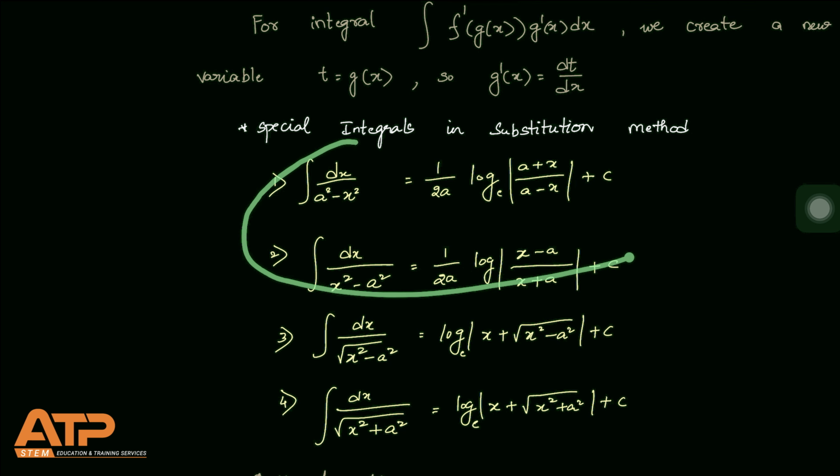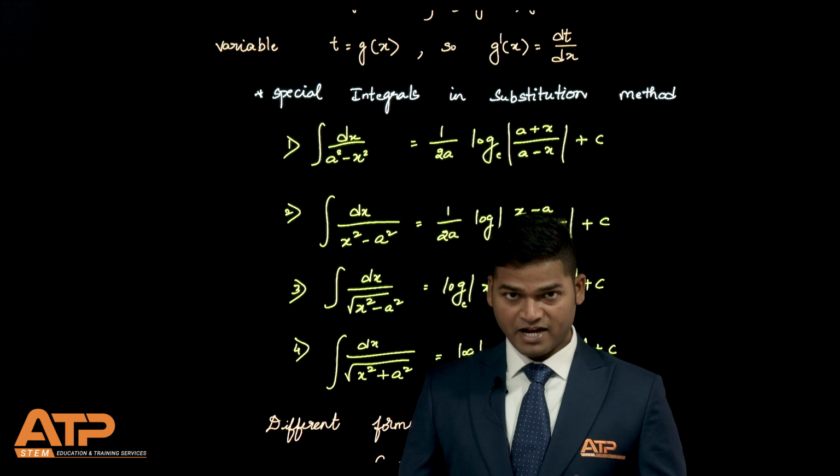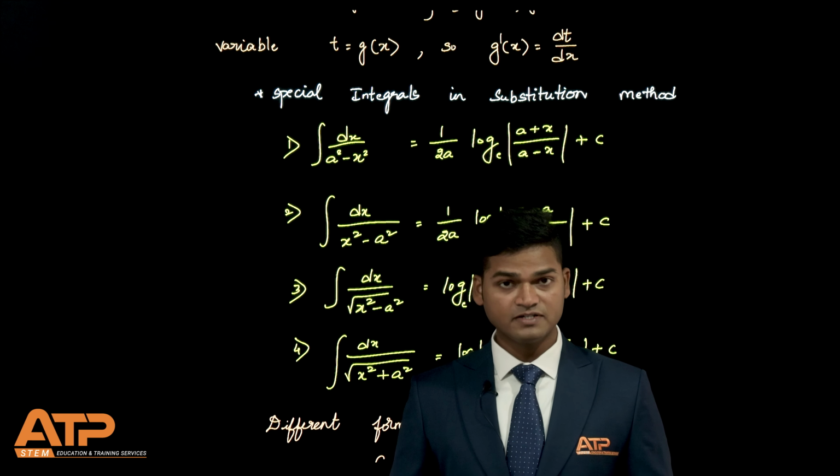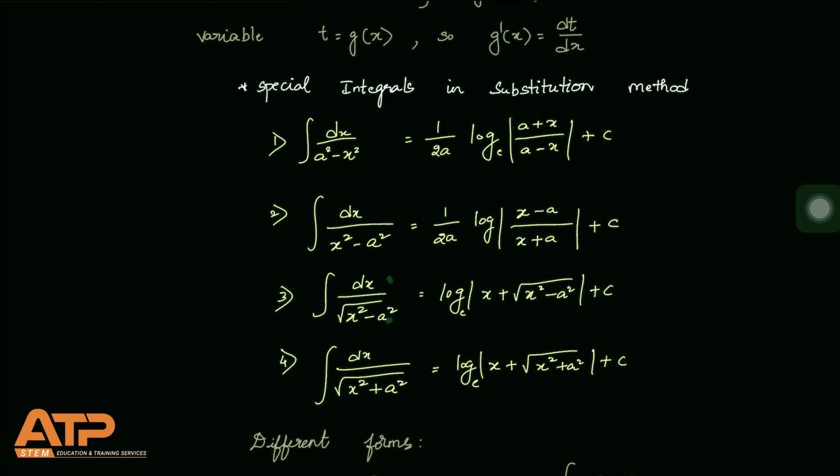So these 2 questions you can also solve using the partial fraction method, which we are going to discuss later. But keep in mind, if you remember these results, it will be very fast for you. Okay. Next, integration dx by root of x square minus a square, that will be log mod x plus root of x square minus a square plus c. And integration dx by root of x square plus a square, that will be log mod x plus root of x square plus a square plus c.